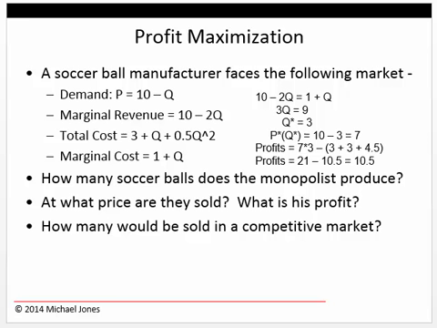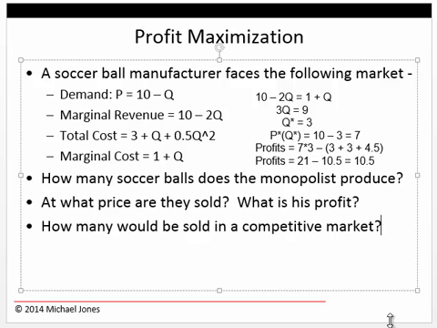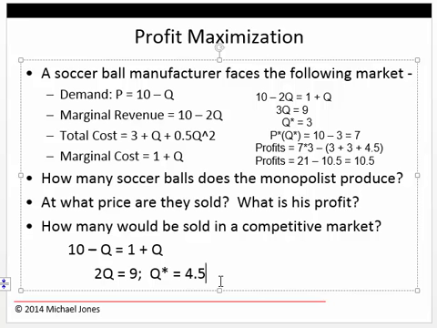Now, what happens if the soccer ball manufacturing market is open to many competitors? So the soccer ball market now becomes a perfectly competitive market. How would we expect the quantity produced in the market to change? Well, if you recall, in a perfectly competitive market, we know that price is equal to the marginal cost. So now I can set my price, which is 10 minus Q, equal to the marginal cost of 1 plus Q. And with this information, again, I can just rearrange this and say that 2Q is equal to 9, and so my Q star in a perfectly competitive market is equal to 4.5.